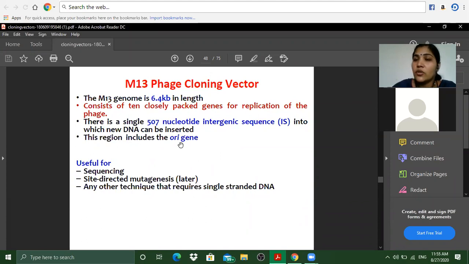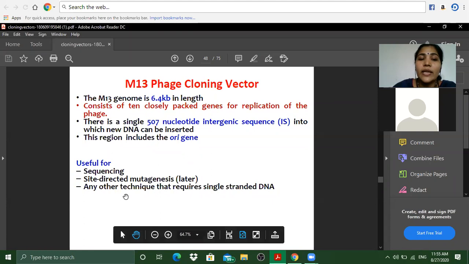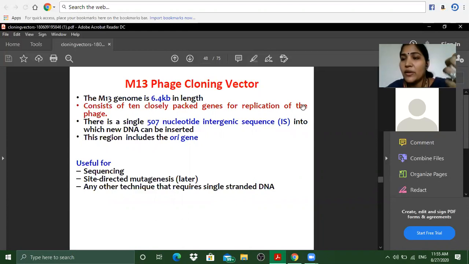This region includes the origin of replication. It is useful for sequencing, site-directed mutagenesis and any other techniques that require single-stranded DNA. Mutagenesis is nothing but carrying out a mutation in a particular gene. When you do research in vitro or in vivo, you can manipulate or mutate a gene according to your own choice and then see what treatments you can perform or what strategies you can apply for deleting this mutation.